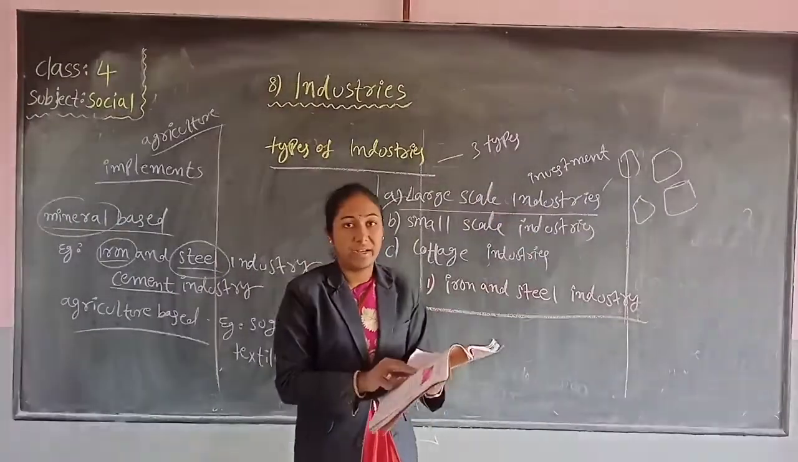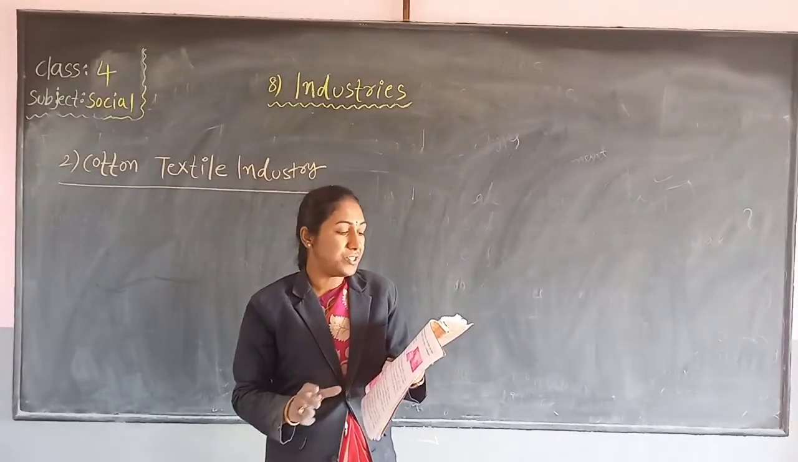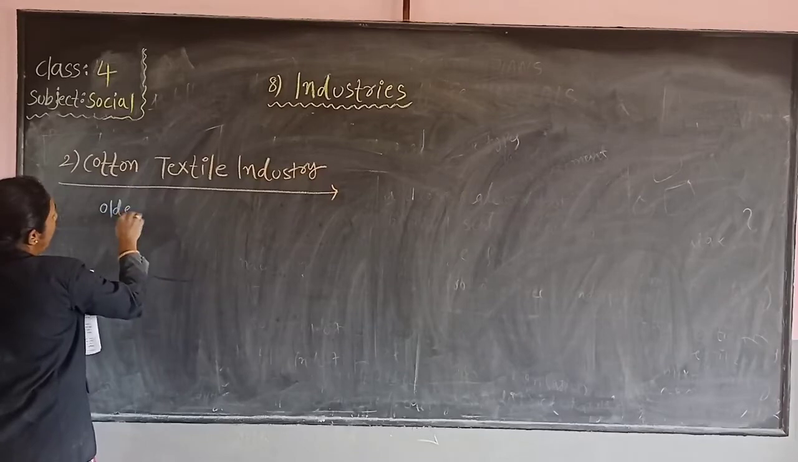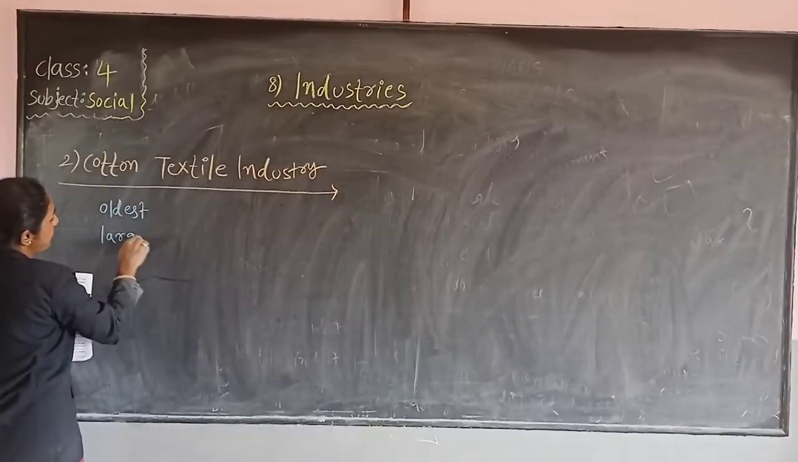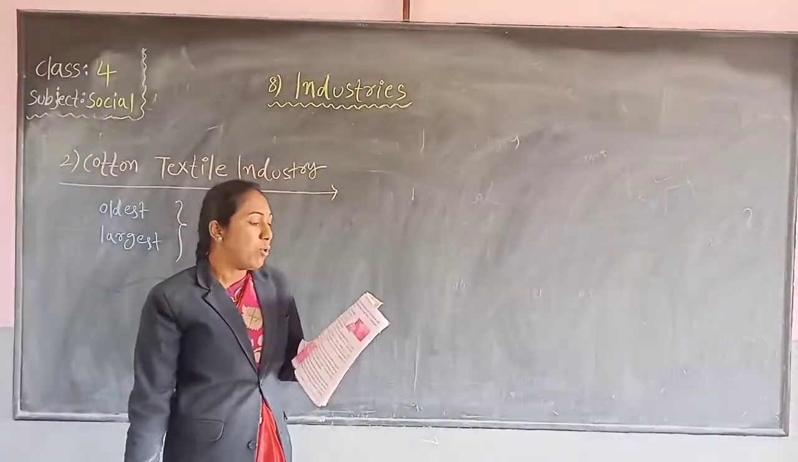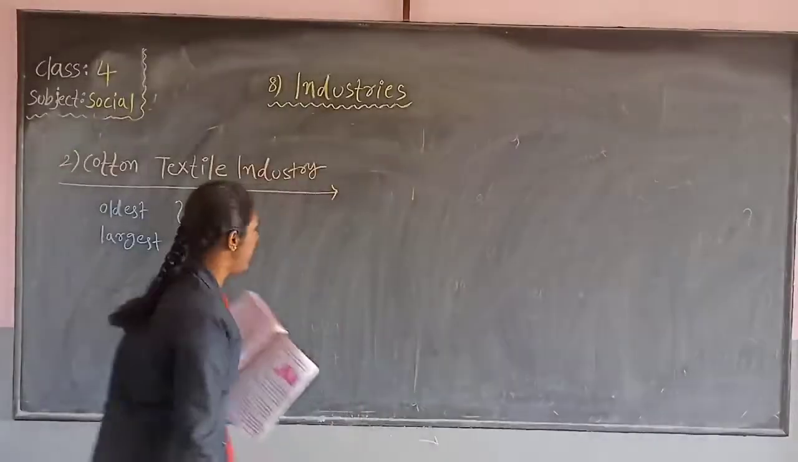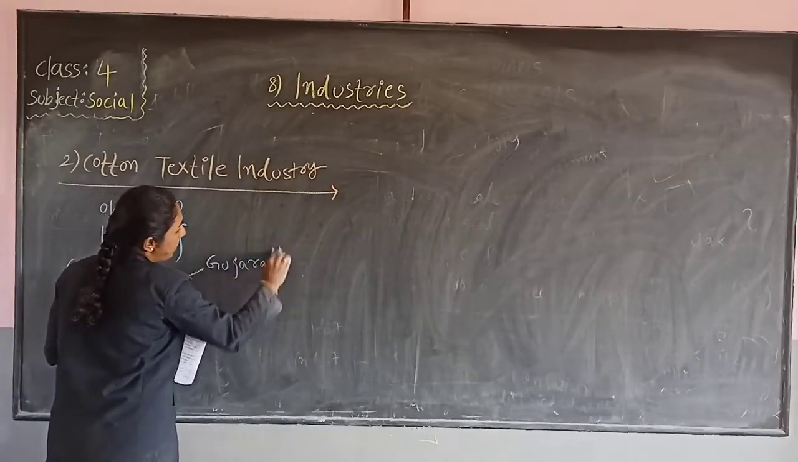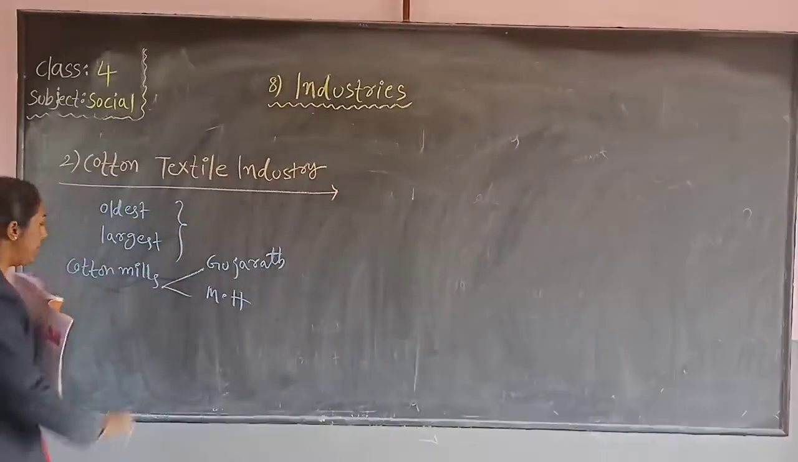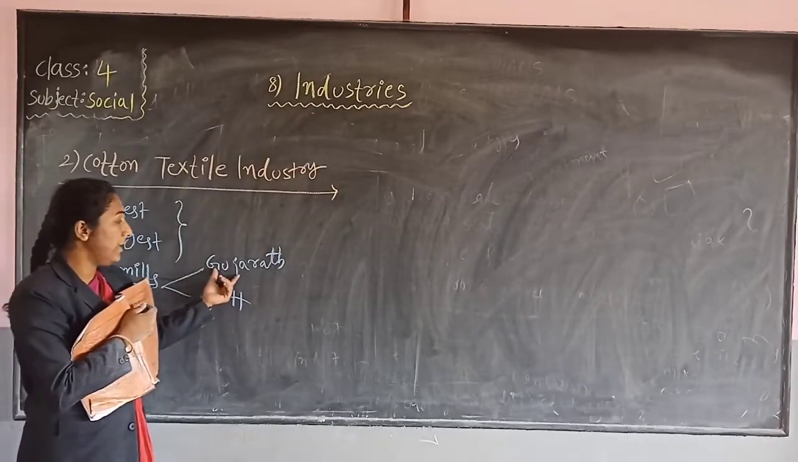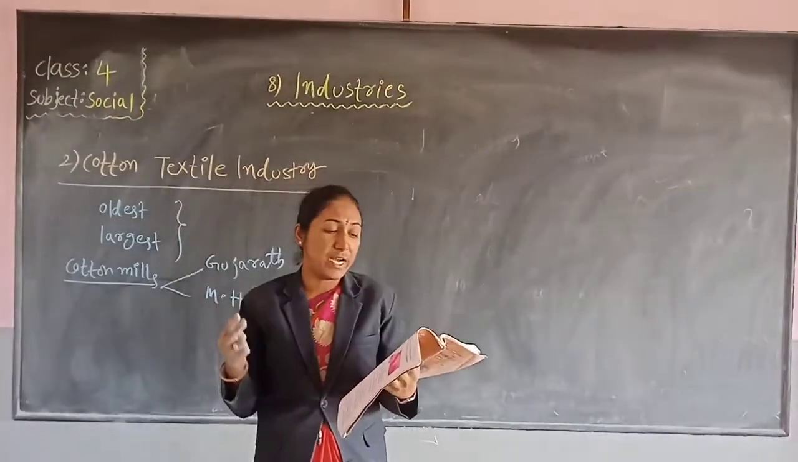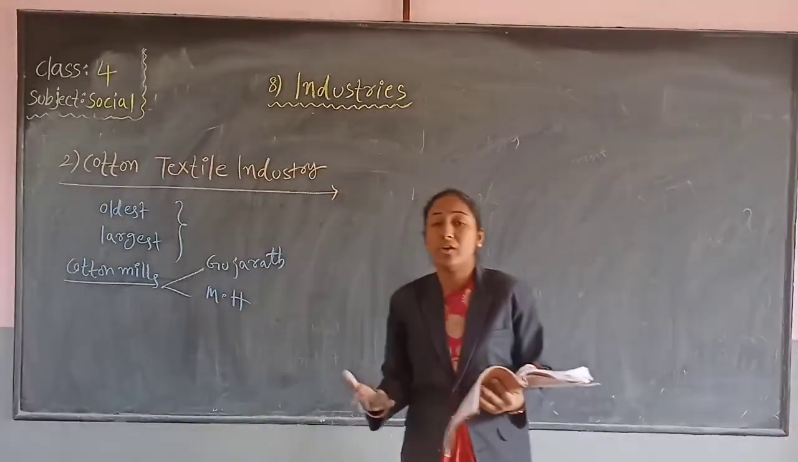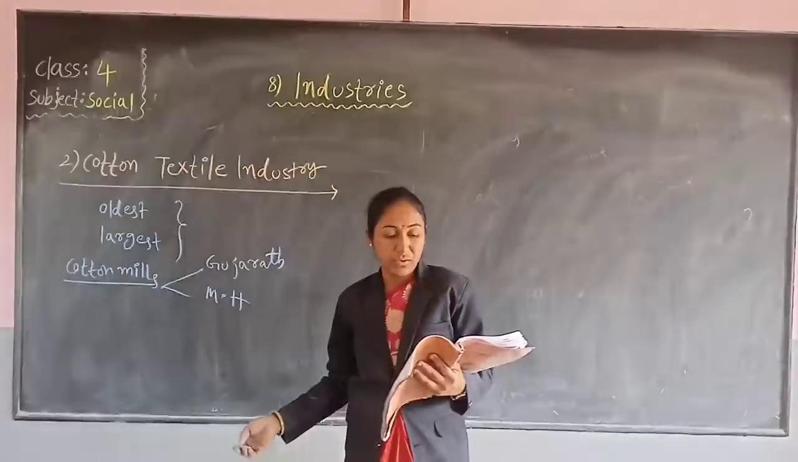Next is the cotton textile industry. The textile industry is the oldest and the largest of all the industries in our country. Most of the cotton mills are situated in Gujarat and Maharashtra. These two states produce a large quantity of cotton, which is used for making cloth. Okay, this is about cotton.